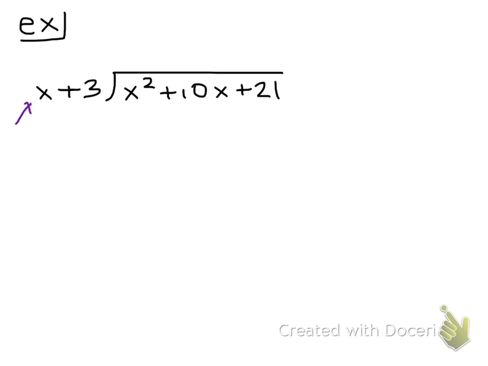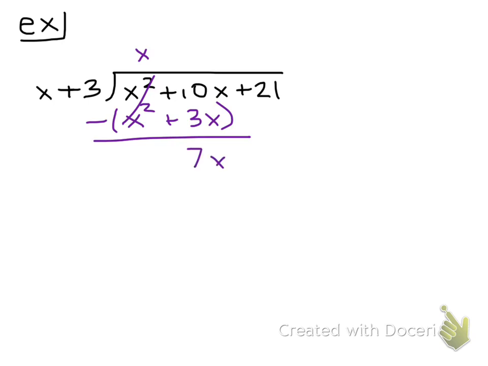So going through this problem, we would say, okay, how many times does x go into x squared evenly? And it would be x times. Then I distribute it, so I get x squared plus 3x. And we know that we subtract both terms. So this is definitely where mistakes are made. We forget to subtract both terms. So these will cancel. 10 minus 3 would leave me with 7x.